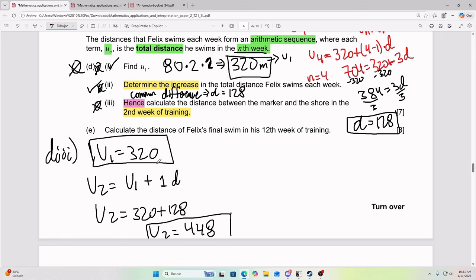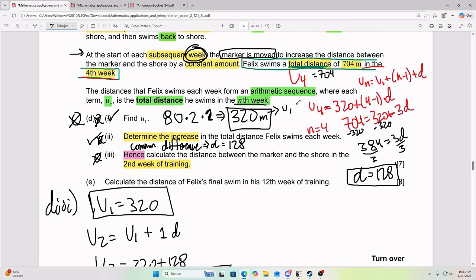But careful, all of this is in weeks. And so this term, this U1, is for the total distance that he swam. And so this is the distance that he swam. How many times per week? Twice. So you gotta divide by 2. And he swam to the marker once and then back to shore. You gotta divide by 2 again.